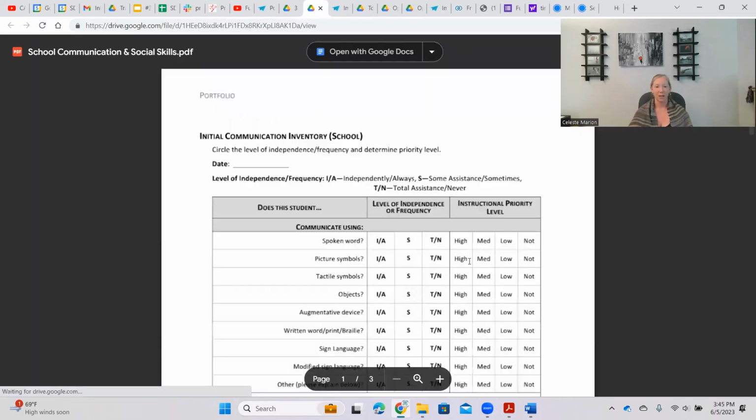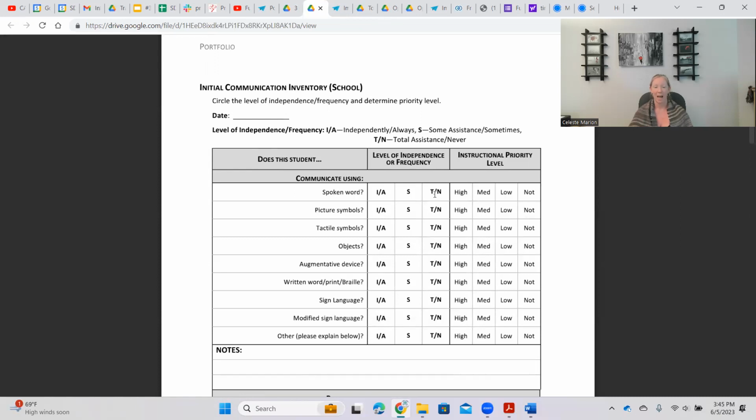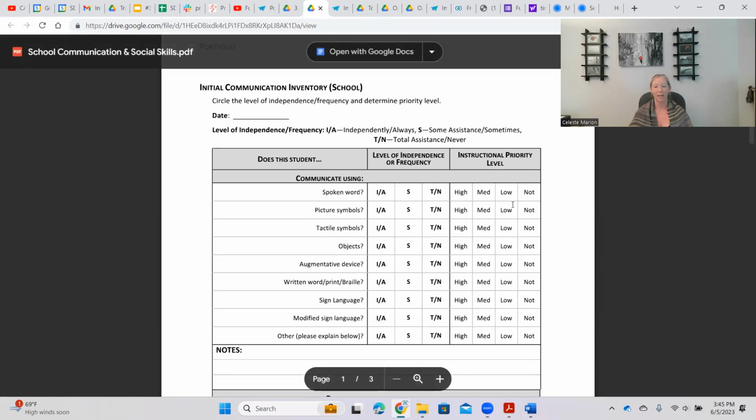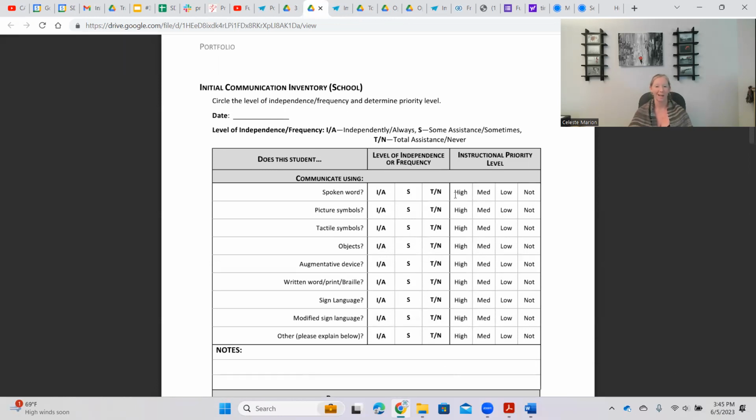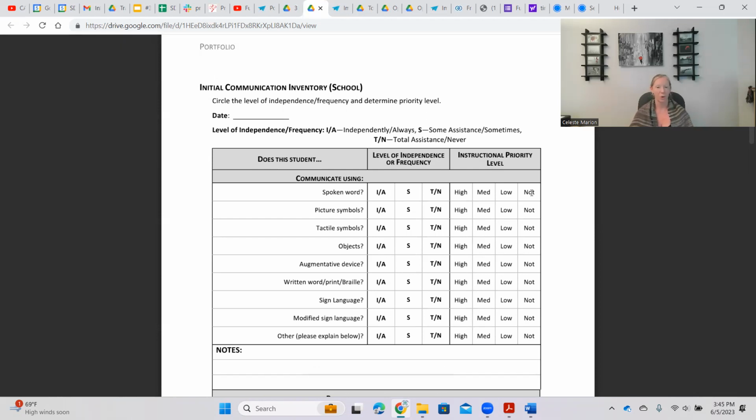So those that work with the student in the classroom, okay, do they have spoken word? IA means independent or always. S is sometimes, and TN is total assistance or never. So you would go through here and mark which one of these ways the student is communicating, and then this section here actually links it really nicely to your curriculum content. So instructional priority, is it high, is it low? When you're going in to make your program decisions, look at the video, placing students in the curriculum. You will use this key as a guide to how you're going to select the programs.